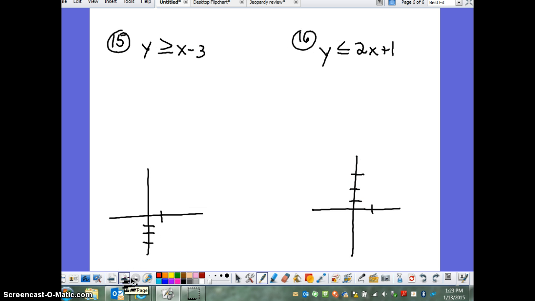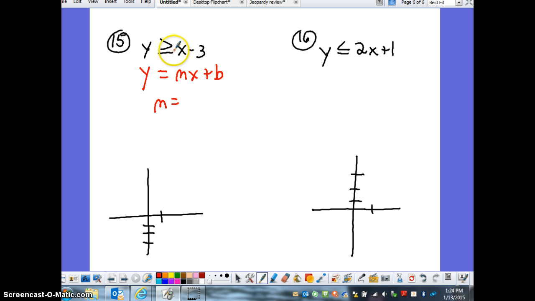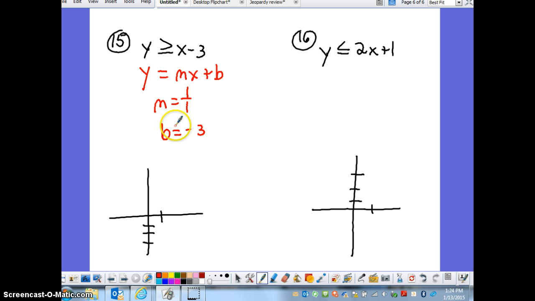Last two here, number 15 to 16. Number 15, we have y is greater than or equal to x minus 3. Again, I'm going to do this problem just like the previous two. Y equals mx plus b. My slope here is the number in front of x. So it doesn't look like there's 1 there, but it is the number 1, which we're going to write as 1 over 1. And then my b value is going to be my negative 3. Apply your negative 3, up 1, right 1.